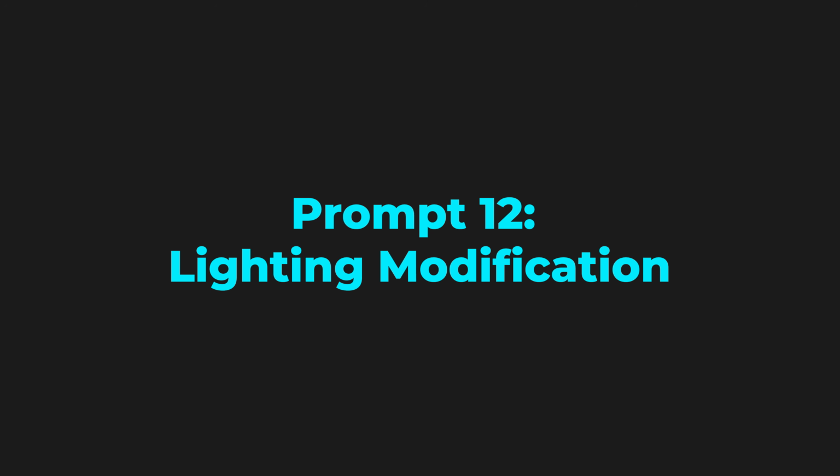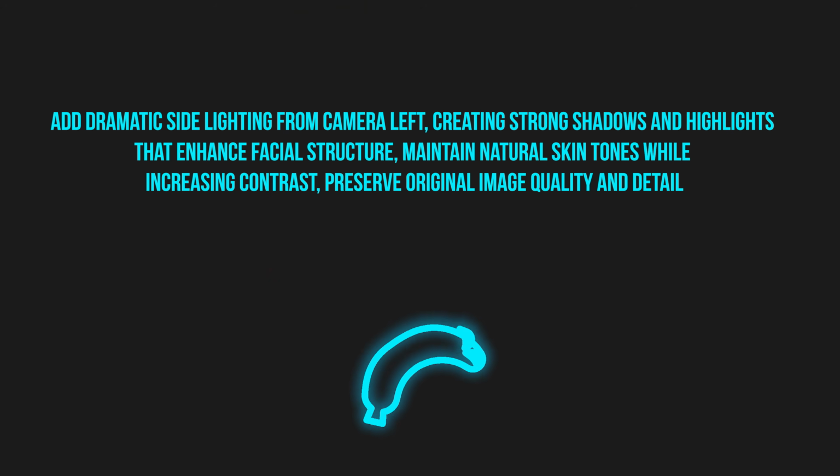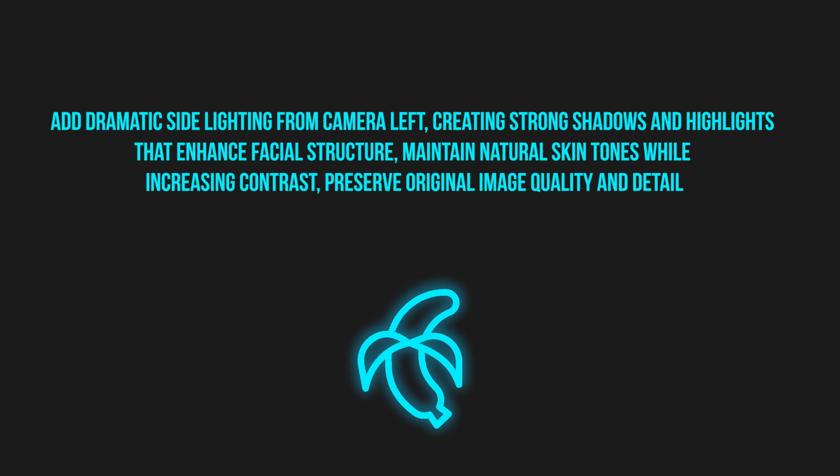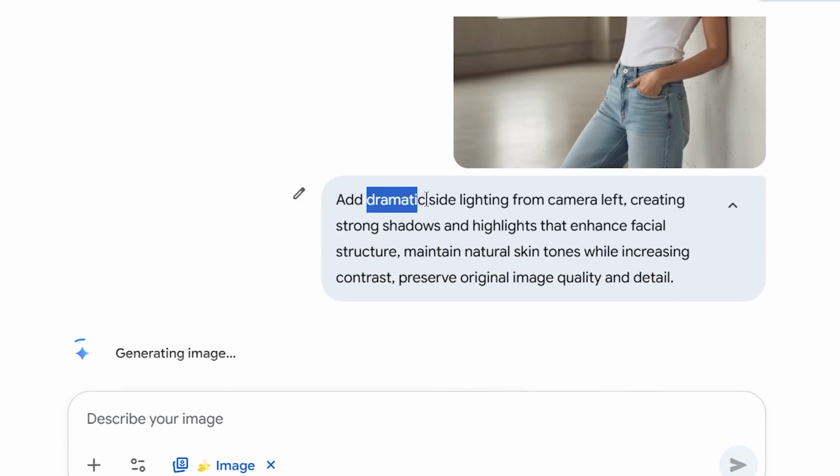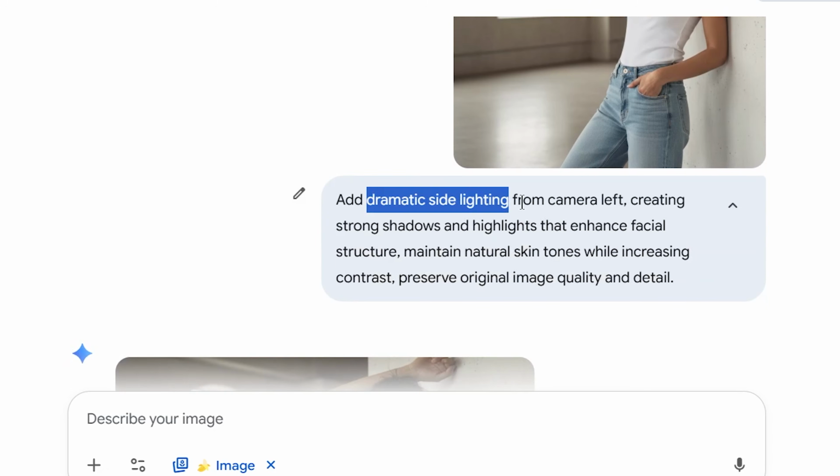Lighting can make or break an image, and AI can add or modify lighting conditions with remarkable realism. Here's my lighting adjustment prompt. Dramatic side lighting from camera left gives specific directional information, while enhanced facial structure provides the artistic goal.